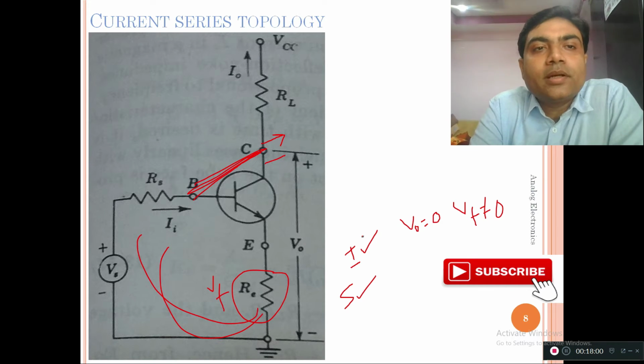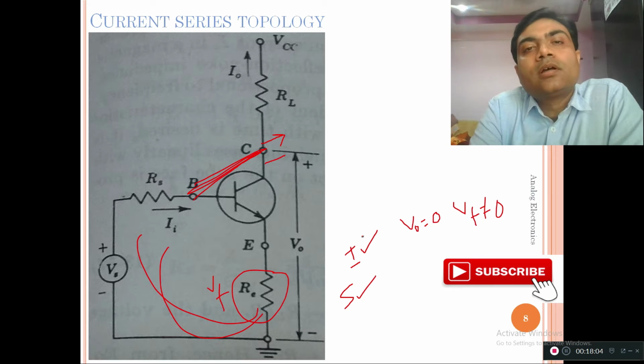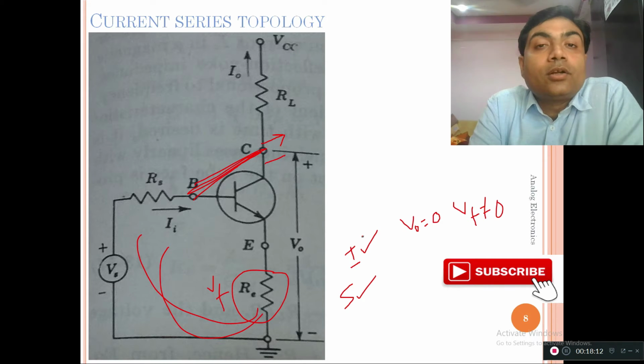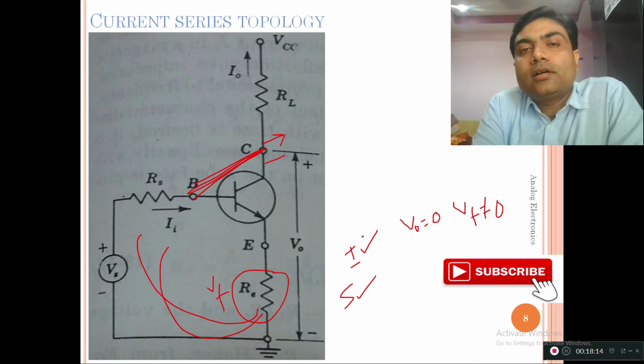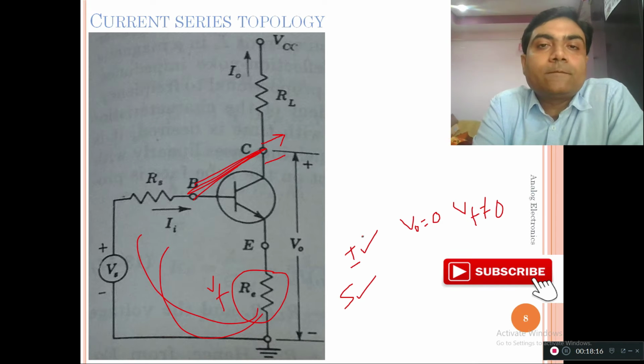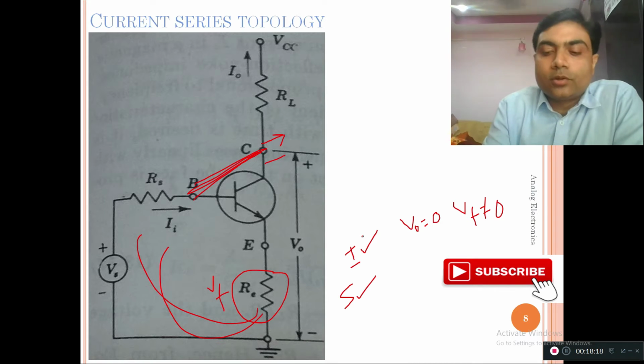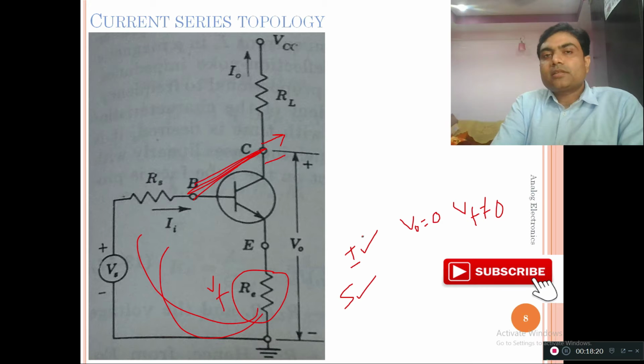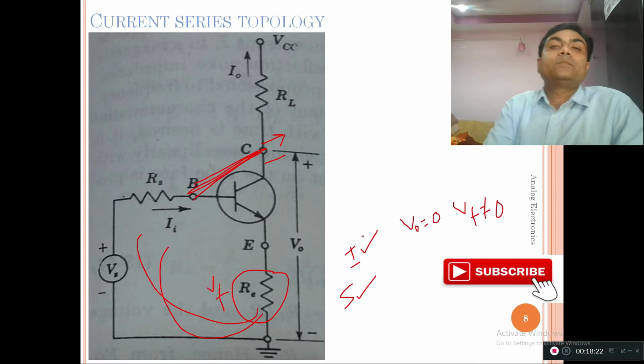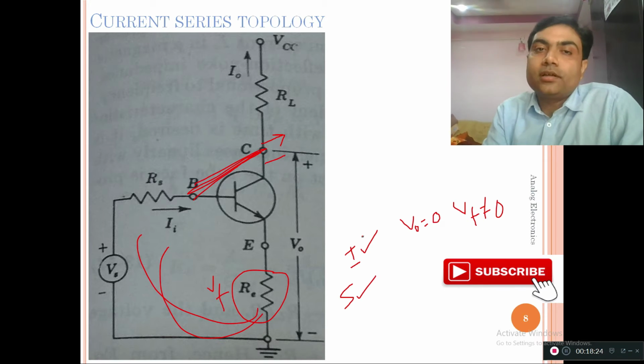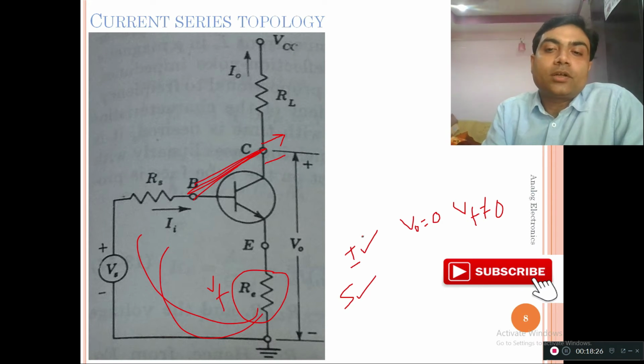Once we determine that this is the current series topology, we will follow the steps accordingly, I mean the calculation of the gain, and then the RI and RO calculation. Okay, so what is the next step? The next step is to determine the input and output circuitry. How can we determine the input and output circuitry?